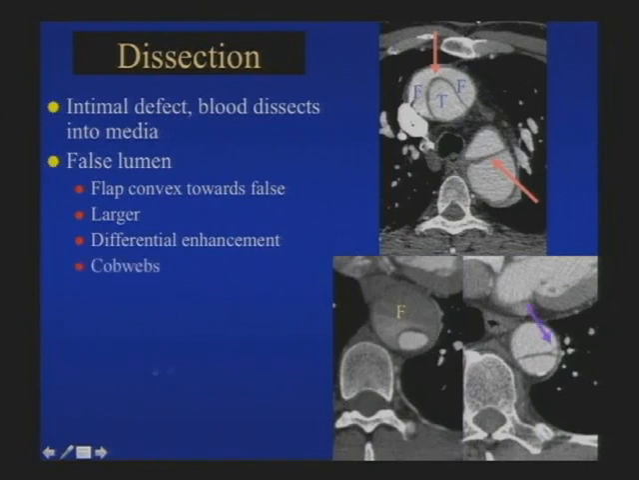What's quoted as the most specific sign for the false lumen is these little bands of residual media left over here called aortic cobwebs. I don't find that a particularly helpful sign because I think perhaps the sensitivity is like 3% or something lower than that.